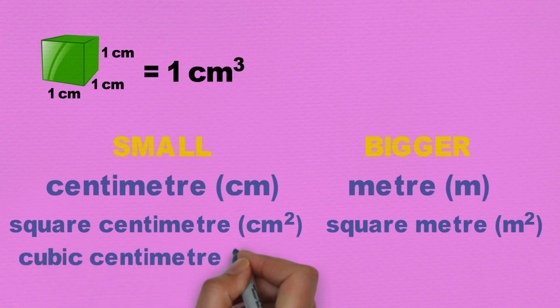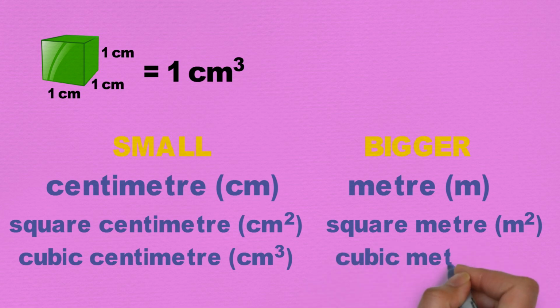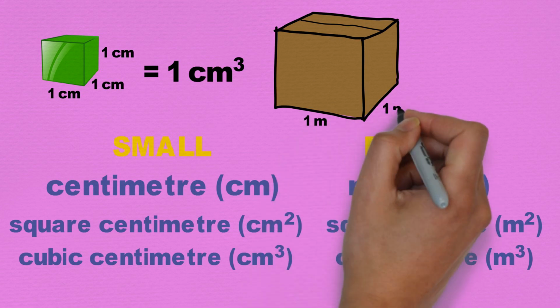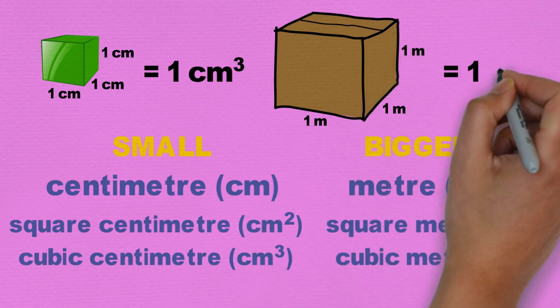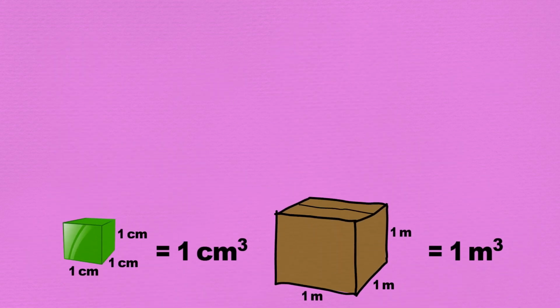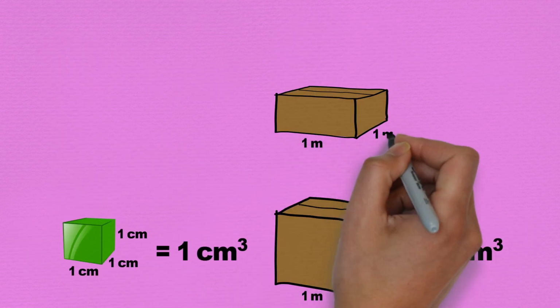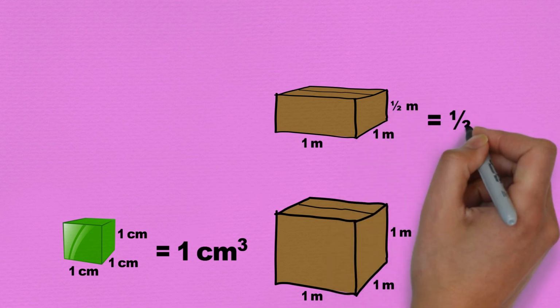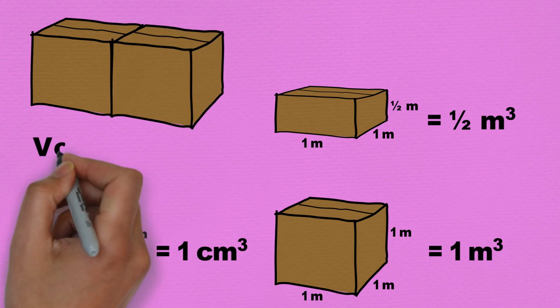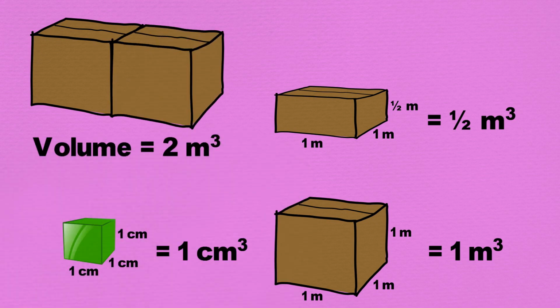For bigger objects, such as a large box, or bigger spaces, such as a bedroom, we use cubic meters instead of cubic centimeters. A box measuring 1 meter by 1 meter by 1 meter has a volume of 1 cubic meter. Cut this box in half and we would have half a cubic meter. Put 2 of these meter cubes together and we would have 2 cubic meters.